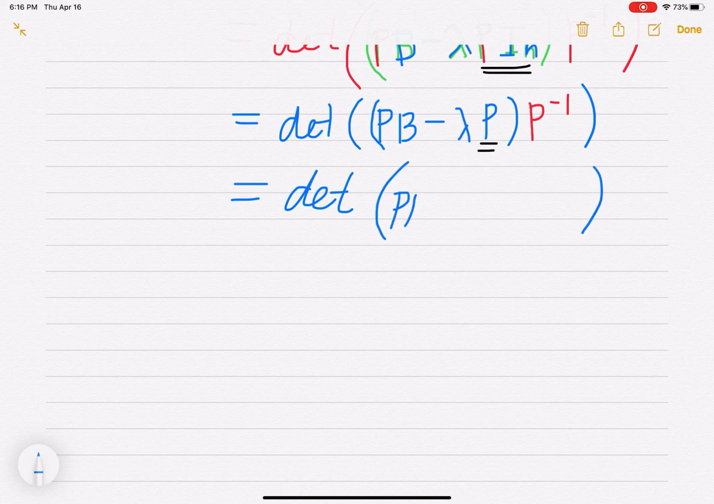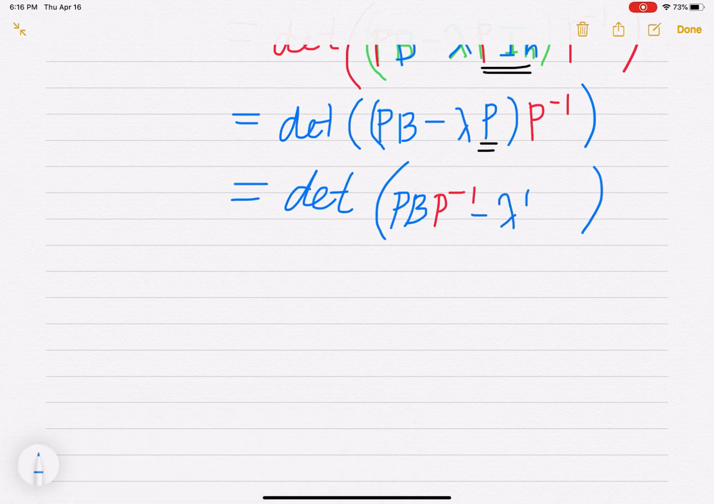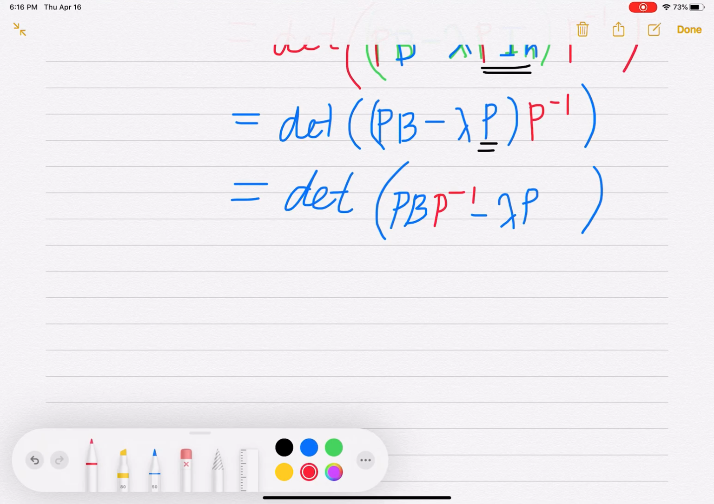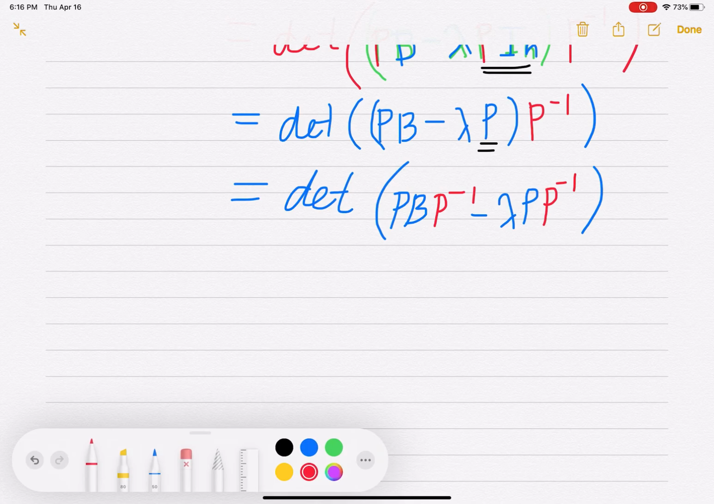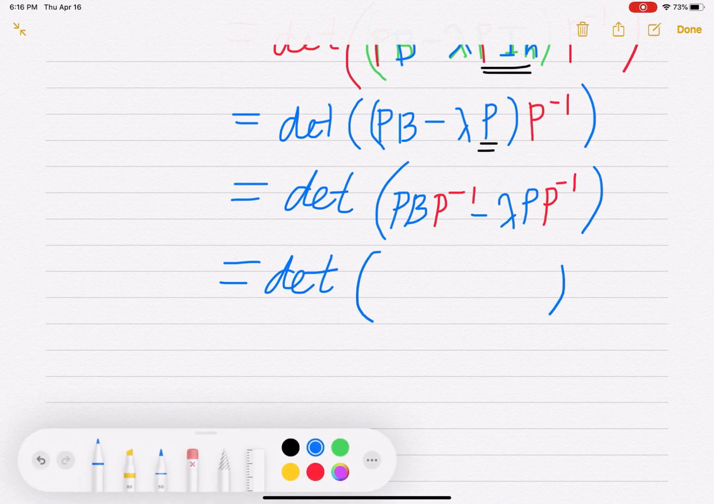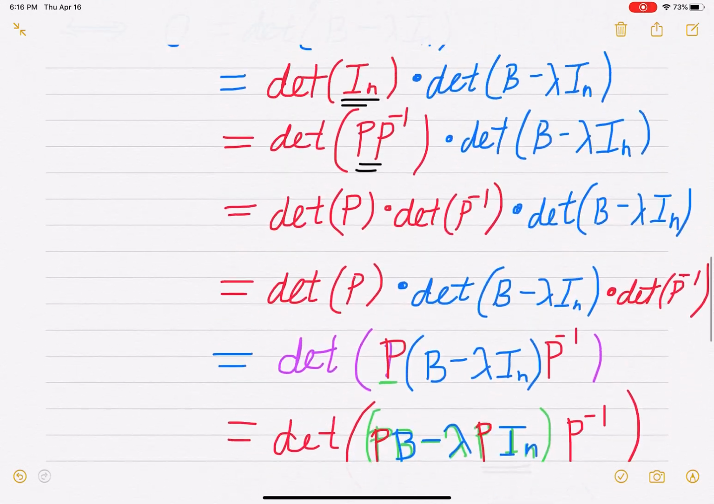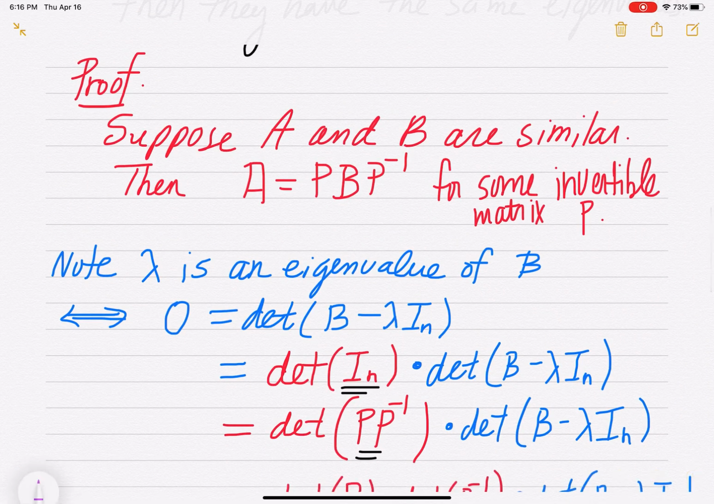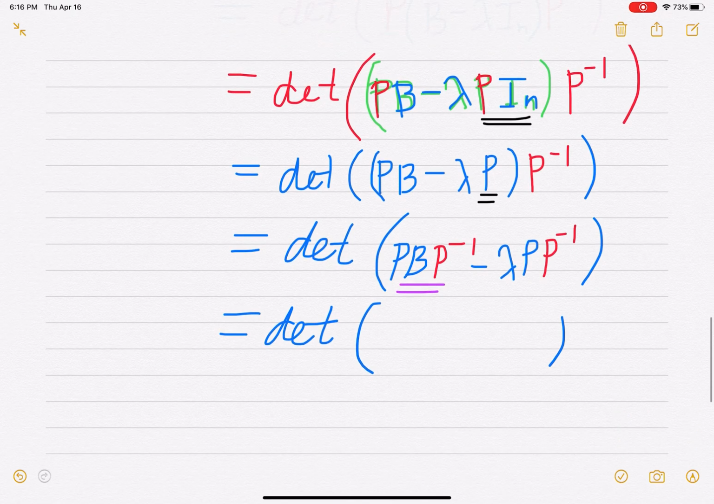So we're going to have PB P inverse, minus lambda P, and then P inverse. That's distributing the P inverse through, coming from the right side. And here we go. Determinant of, does anyone remember what PB P inverse was? If we go back and check, remember A and B were similar. And we had right here that A was equal to PB P inverse because A and B were similar. So we're going to replace PB P inverse right here in purple with an A.